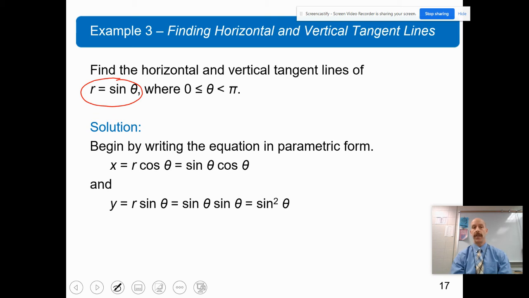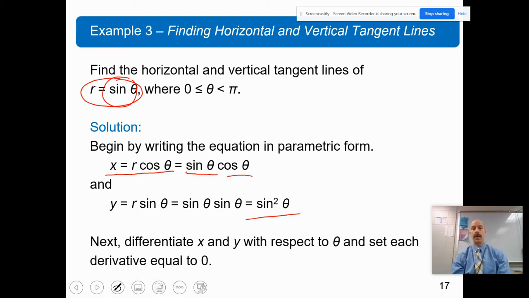Okay, so first, let's go ahead again and write them in parametric form. That's why we did the parametric section before we did this. So remember, x is equal to r cosine theta. So that's going to be sine theta, because that's what r is, cosine theta. You can do the same thing with y, which is going to give us sine squared theta. Next, we're going to differentiate x and y with respect to theta for each derivative equal to 0.